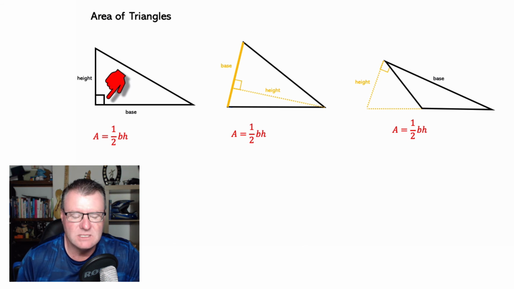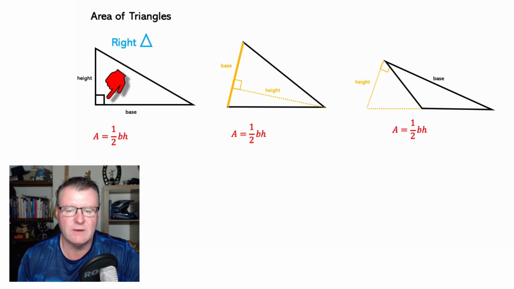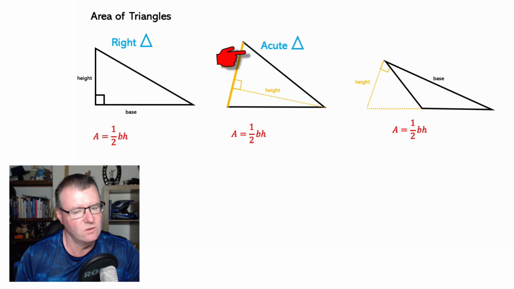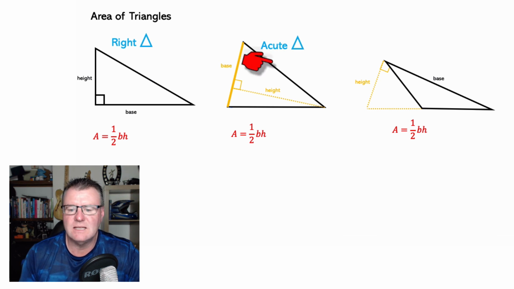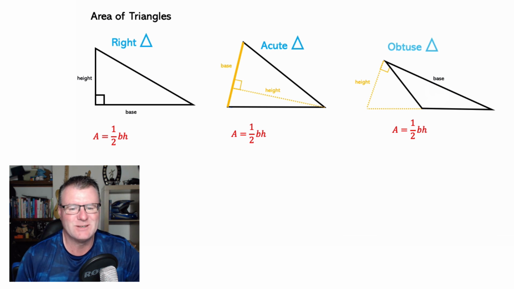A couple of last little bits of info. This one, because it's got a right angle symbol, I know it's what we call a right triangle. This one, every angle inside this is less than 90 degrees, which hopefully you remember are called acute angles. So this is called an acute triangle. Finally, this last one, this black triangle, has one angle in here that's more than 90 degrees. That is obtuse, so we call that an obtuse triangle.